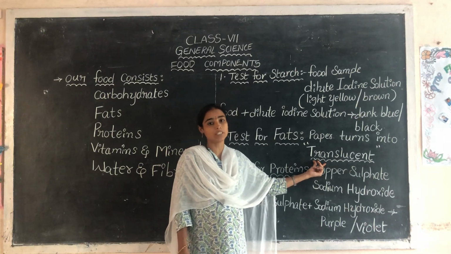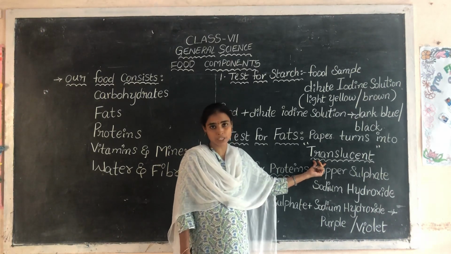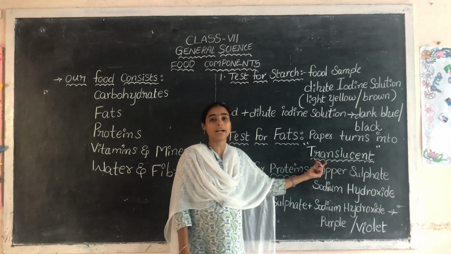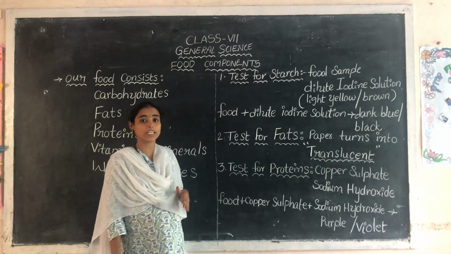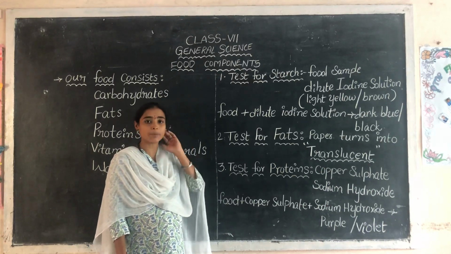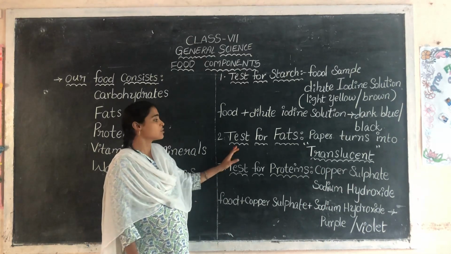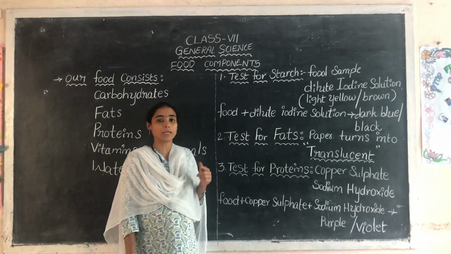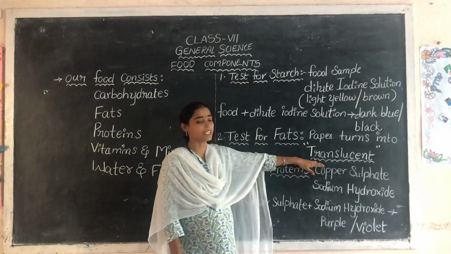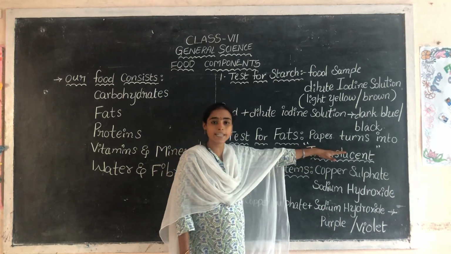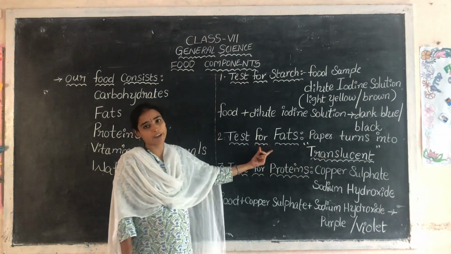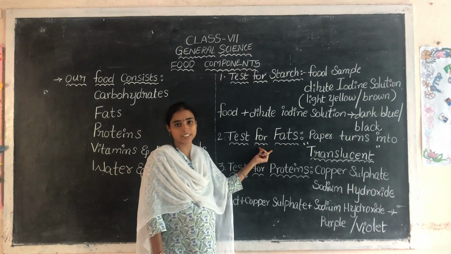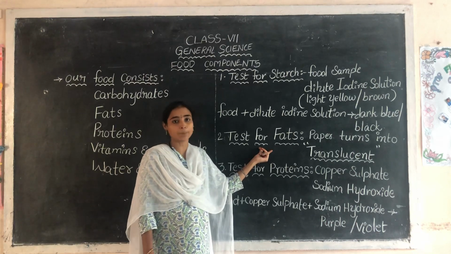In 6th class we learned what is the meaning of the translucent. Translucent means we observe the back side of the paper partially. So, when the food item rubbed on the paper turns into the translucent, we get that conclusion our food item contains the fats.